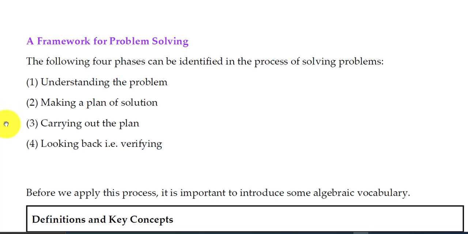3, this is where you're going to execute the plan or carry out the plan. And then 4, many of the problems we encounter, we can look back and almost check our work, right? Did it work as planned? Is the solution valid?